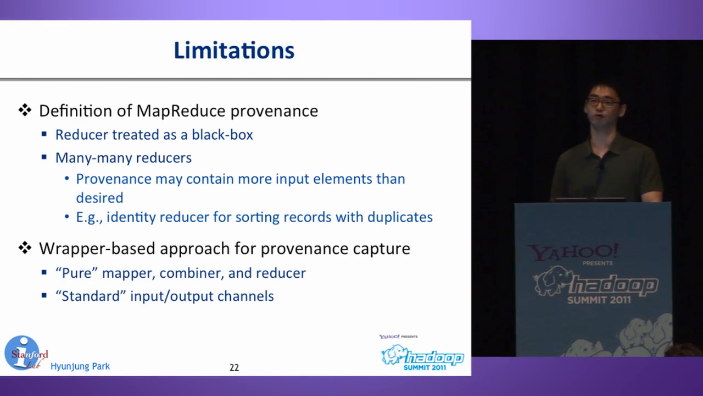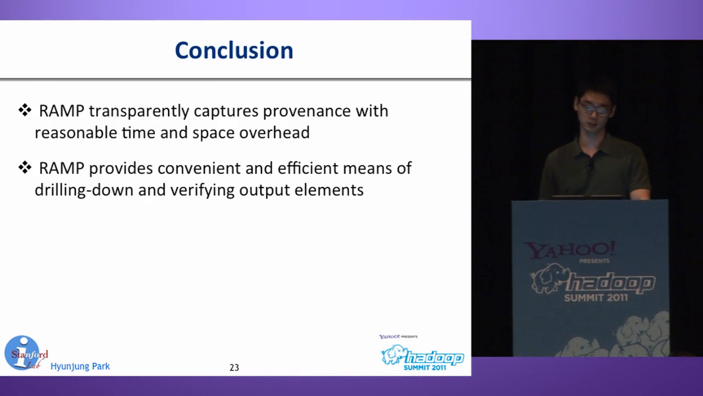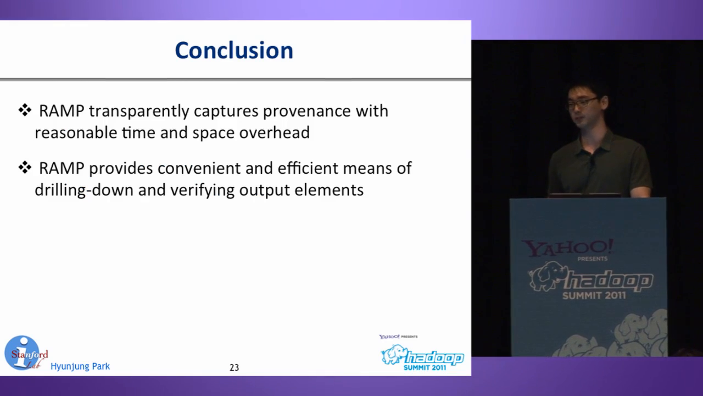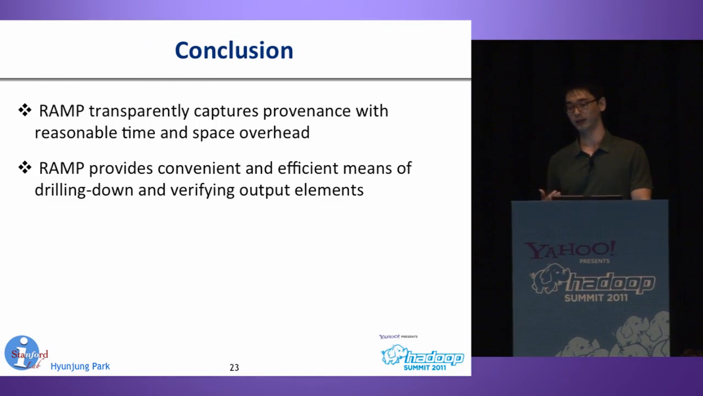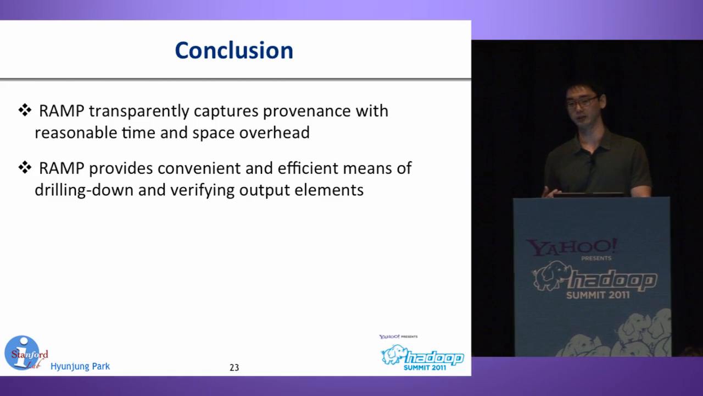And to conclude, RAMP transparently captures provenance with reasonable time and space overhead. And through backward tracing, it provides an efficient means of drilling down or verifying the output element.